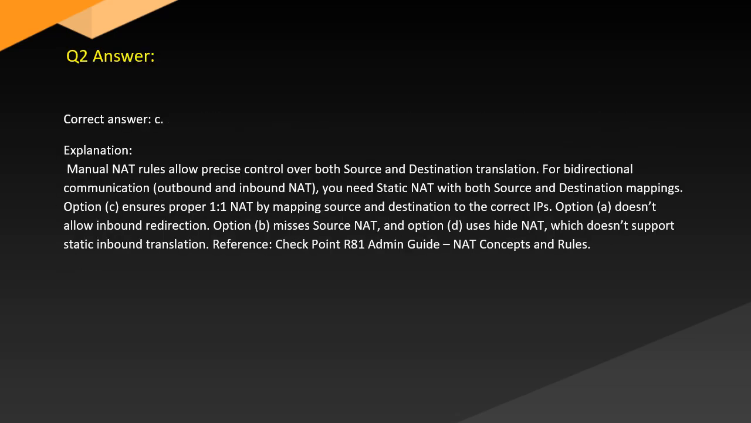Answer. Correct answer: C. Explanation. Manual NAT rules allow precise control over both source and destination translation. For bidirectional communication, outbound and inbound NAT, you need static NAT with both source and destination mappings. Option C ensures proper one-to-one NAT mapping source and destination to the correct IPs. Option A doesn't allow inbound redirection. Option B misses source NAT, and option D uses hide NAT, which doesn't support static inbound translation. Reference: Check Point R admin guide, NAT concepts and rules.